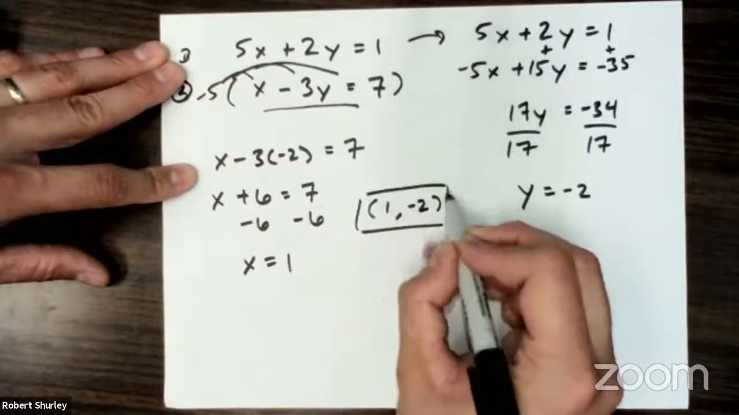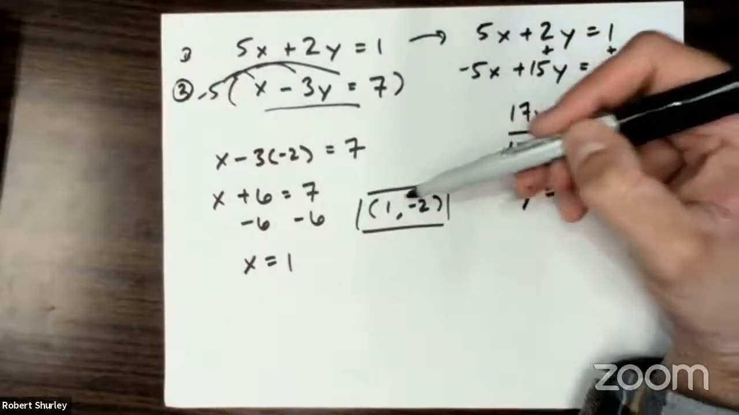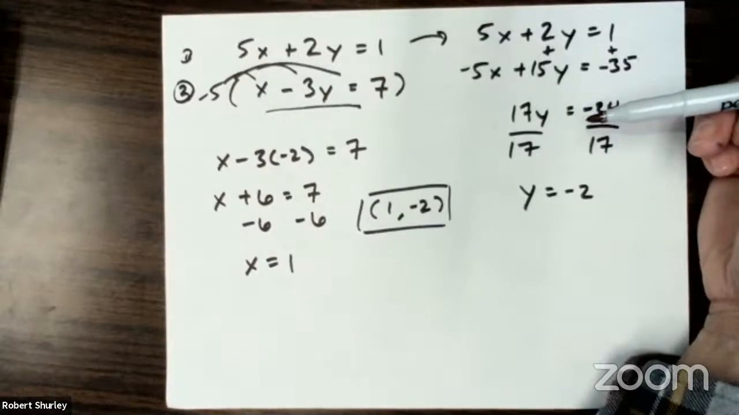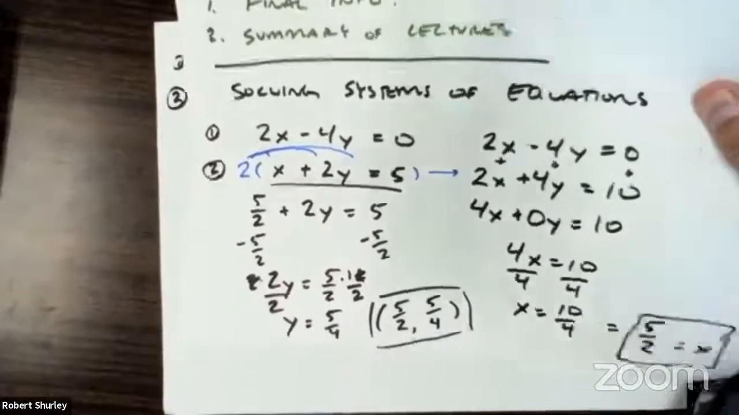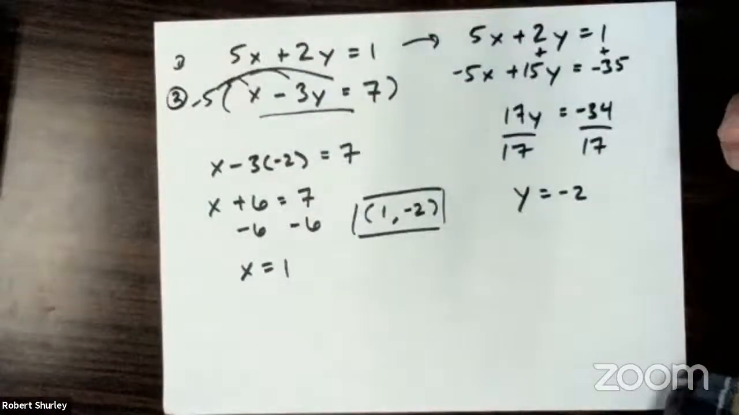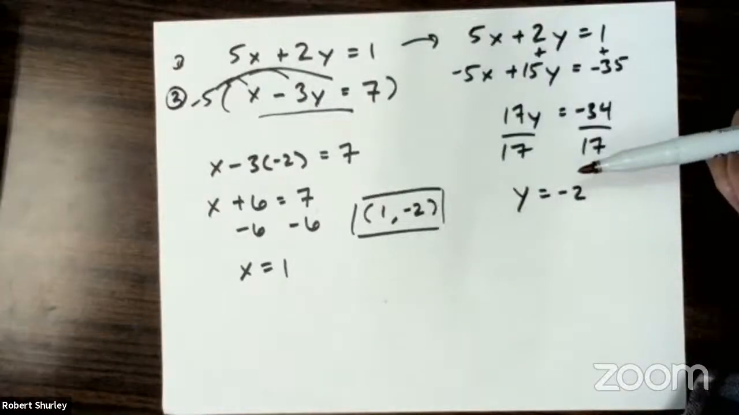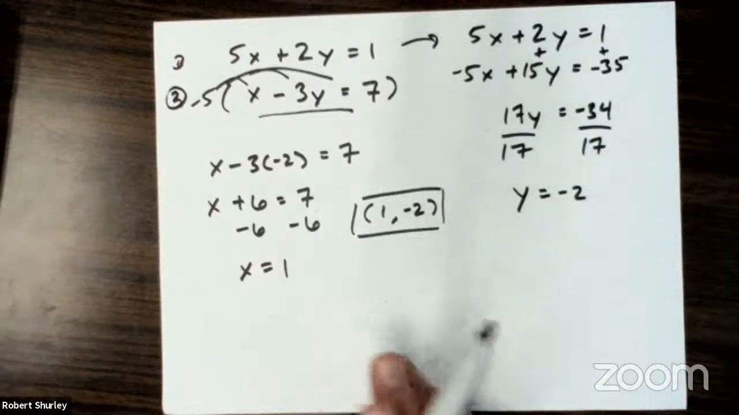And what that meant was that if I drew these two equations, they crossed at the coordinate 1, -2. Just like in the previous example, if I drew these two equations, they would cross at 5/2 and 5/4. Okay, so I wanted to do this one just because it has nice integer answers.